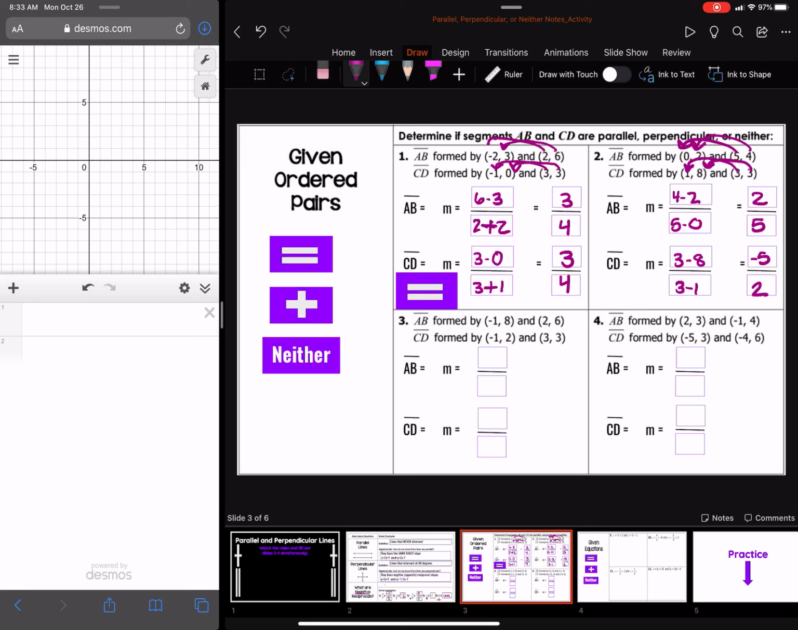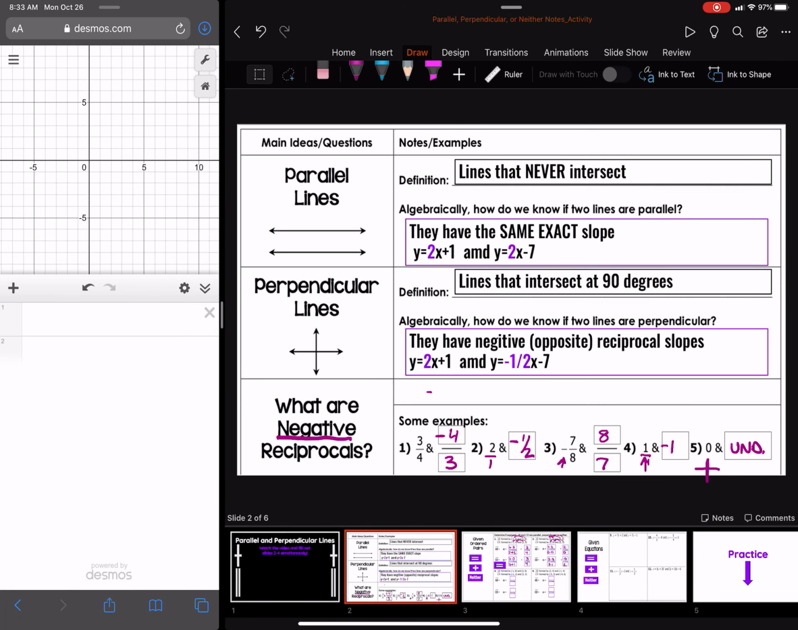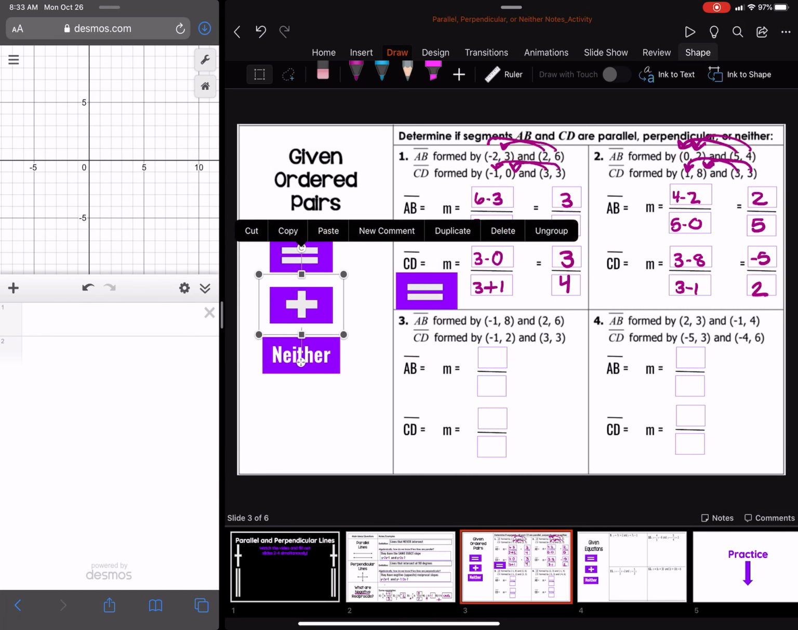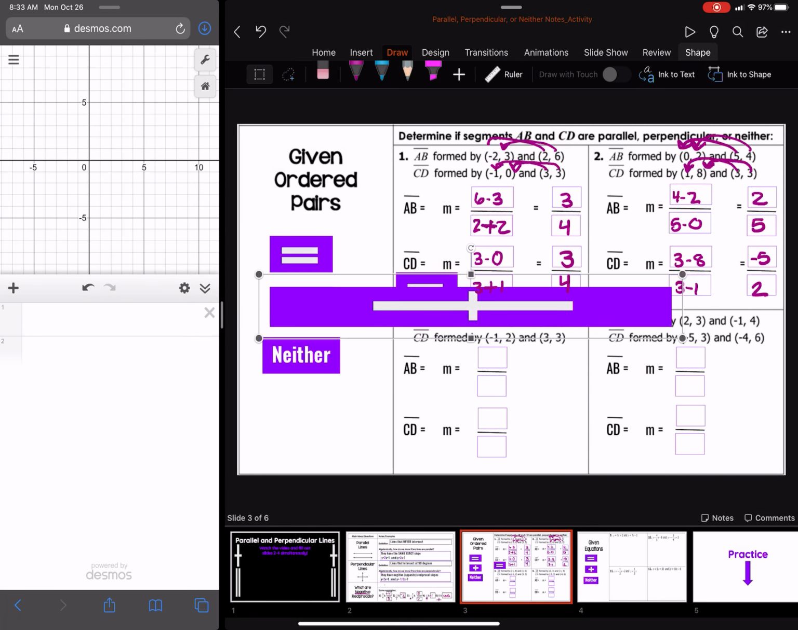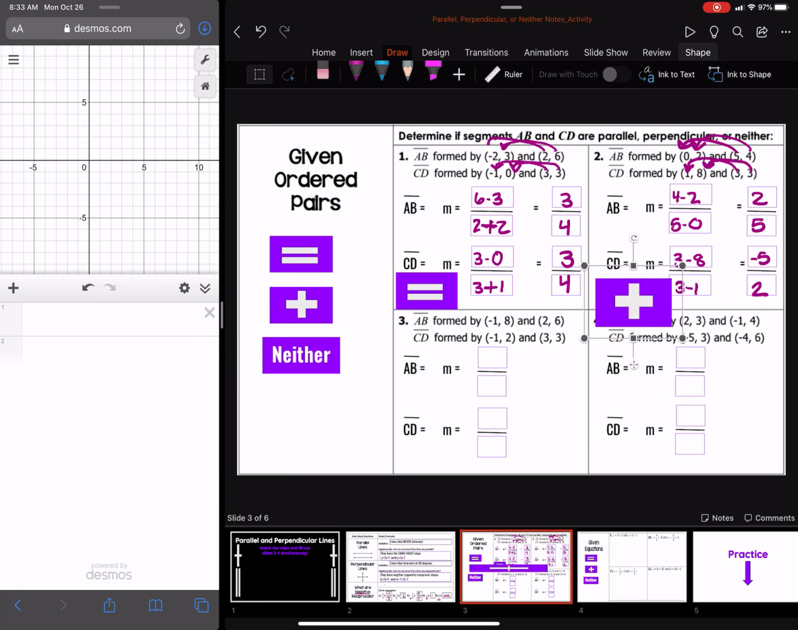So let's look. First off, I have a positive and then I have a negative. So that's the opposite. And then I also have a reciprocal, 2/5 and 5/2. So those are opposite reciprocals. And when I have an opposite reciprocal, what kind of line do I have? Very good. I don't know why it's not letting me move it, but that's okay. I'm just going to drag it. All right, so I have a perpendicular line. Very good. Very, very good.